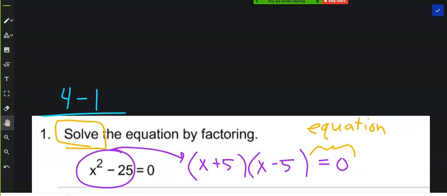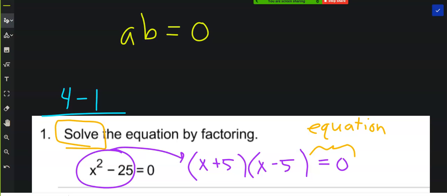If you knew that two numbers were being multiplied together, let's call them A and B, and they equaled 0, what would you know about one of them? One of them has to be 0. You are correct. So either A or B would be 0.